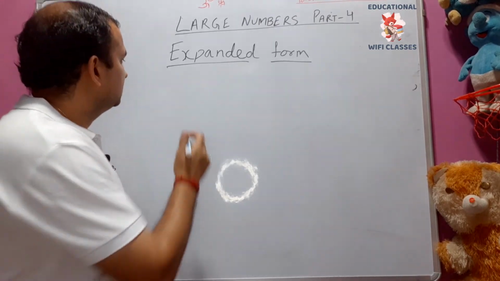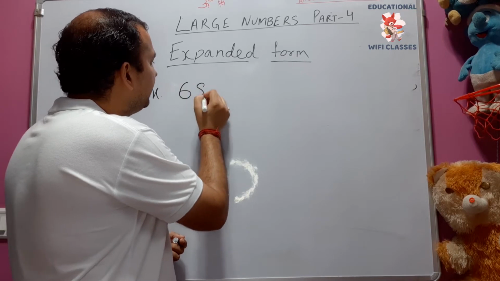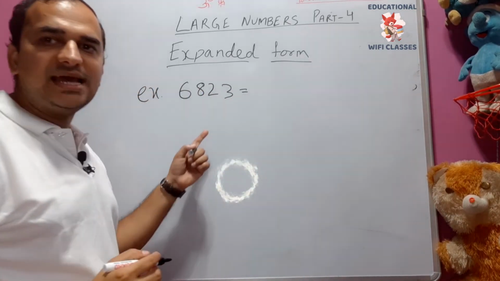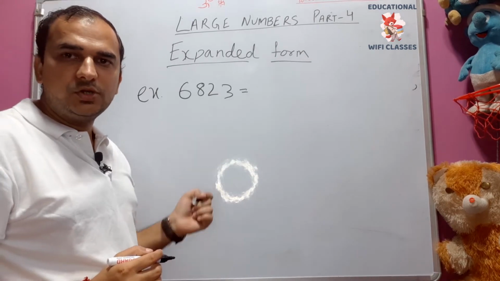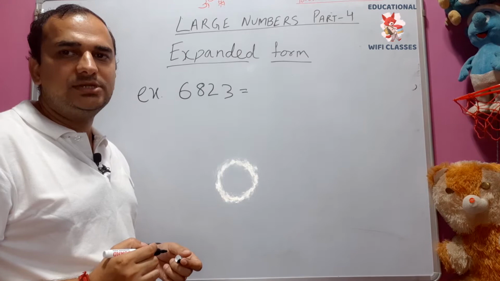It goes like this. Example: 6, 8, 2, 3. We need to write this number in the expanded form. So what are we going to do? We will check first which number is lying where on the place value chart.